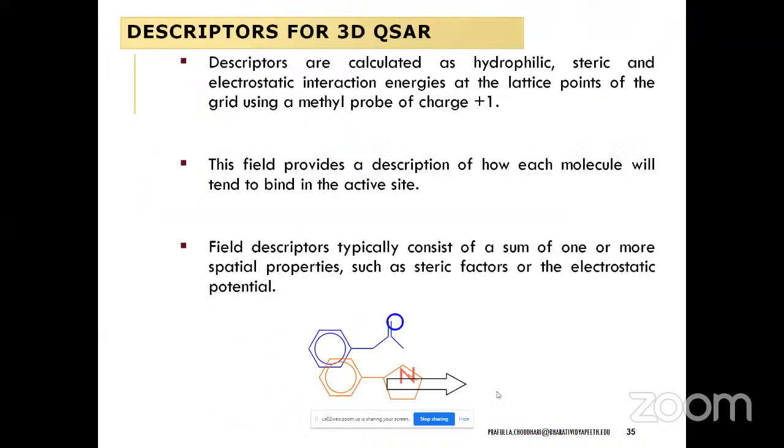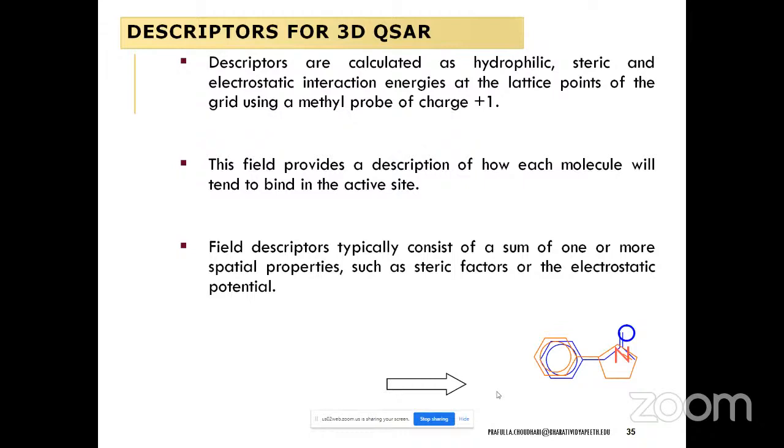Now, how is the descriptor calculated? Normally the descriptors in 3D QSAR are quite different from those of 2D QSAR. In 2D QSAR, we have physicochemical properties, but in 3D QSAR, they are often calculated as hydrophilic, steric, and electrostatic interaction energy at the lattice points of the grid. These are nothing but the interaction energies that are required for the interaction of the molecule with respect to the receptor, at the points of the grid using a methyl probe with charge 1.